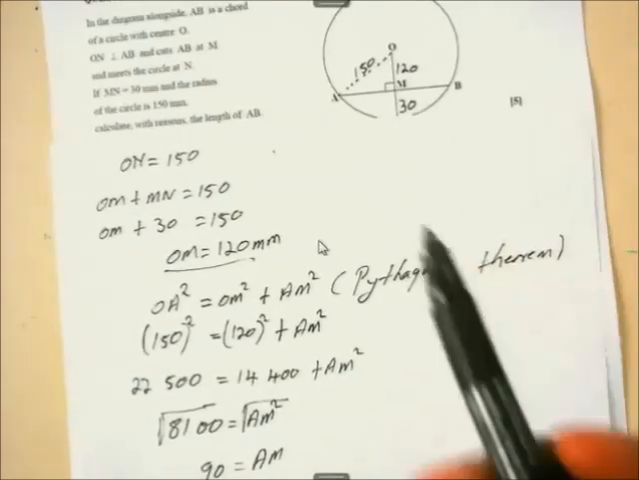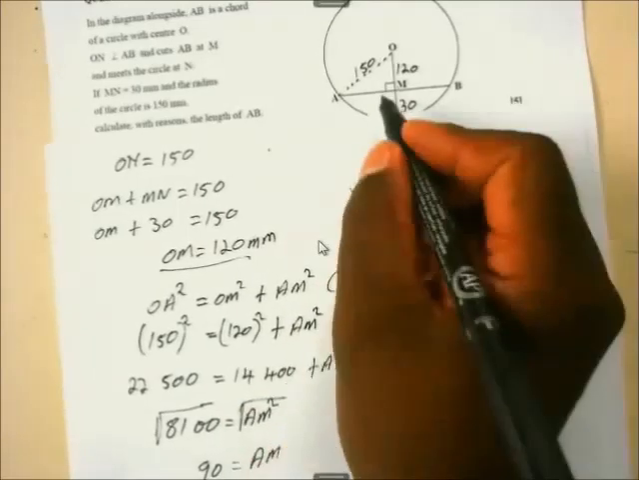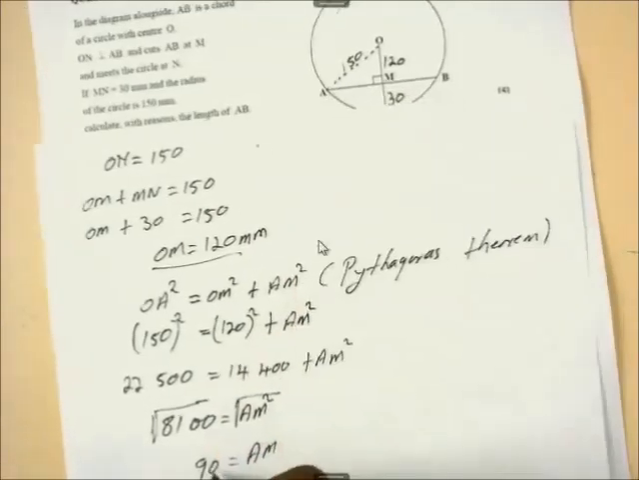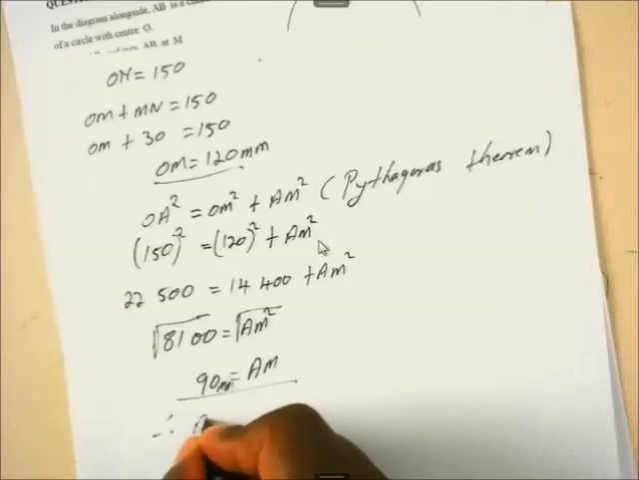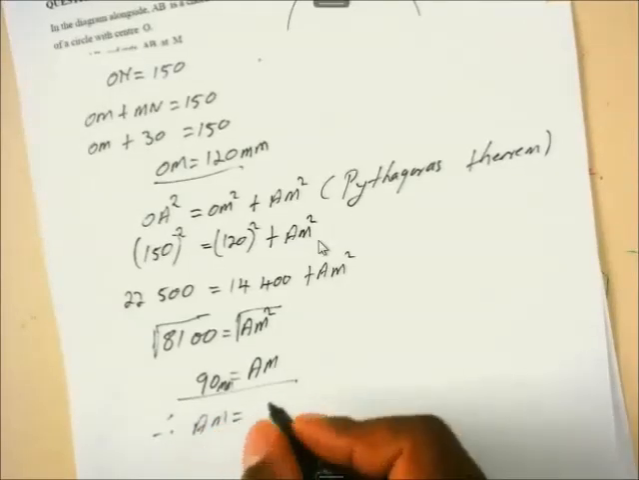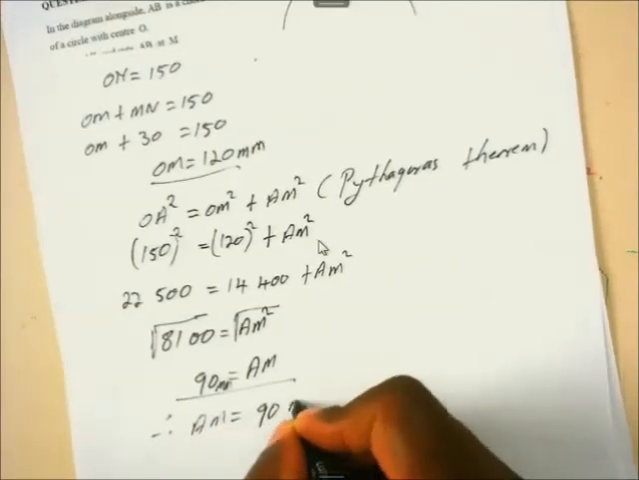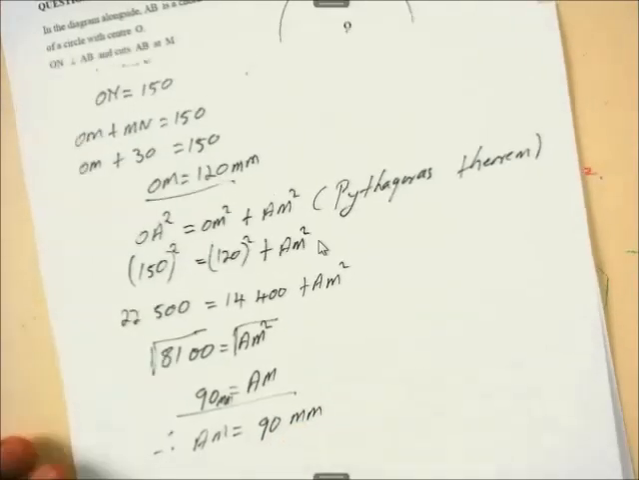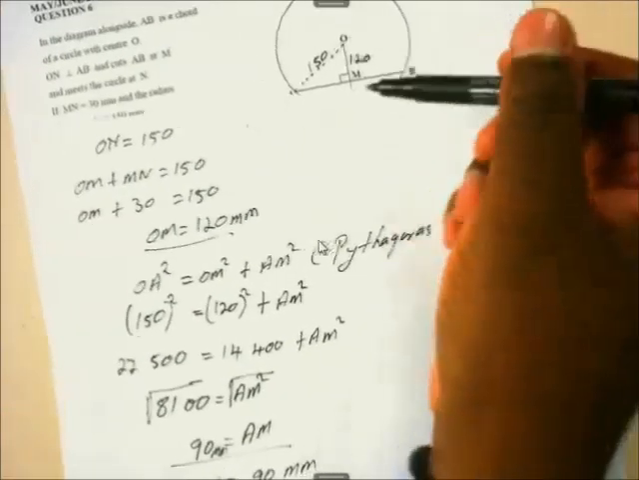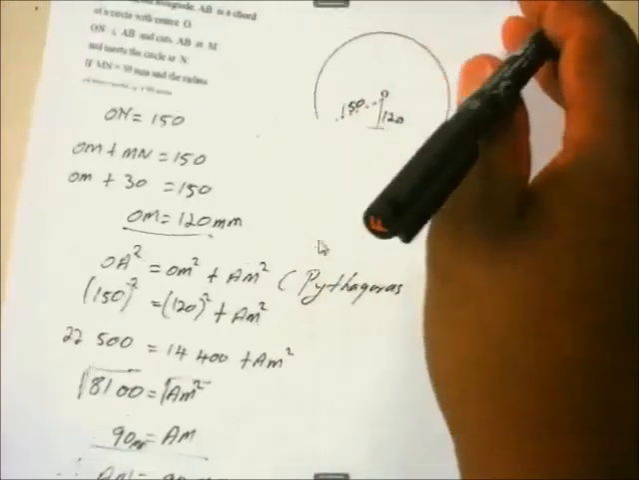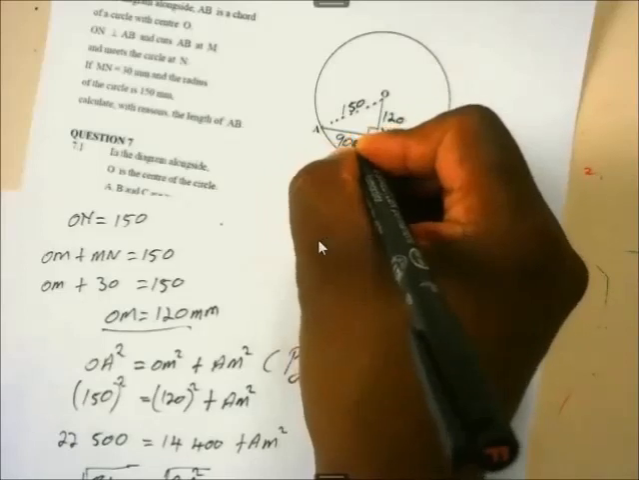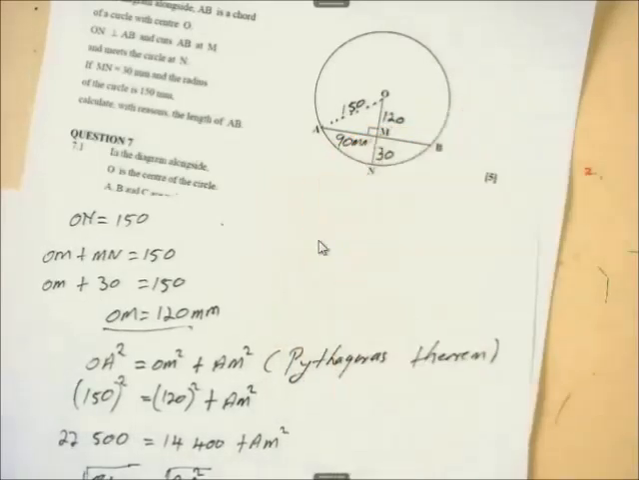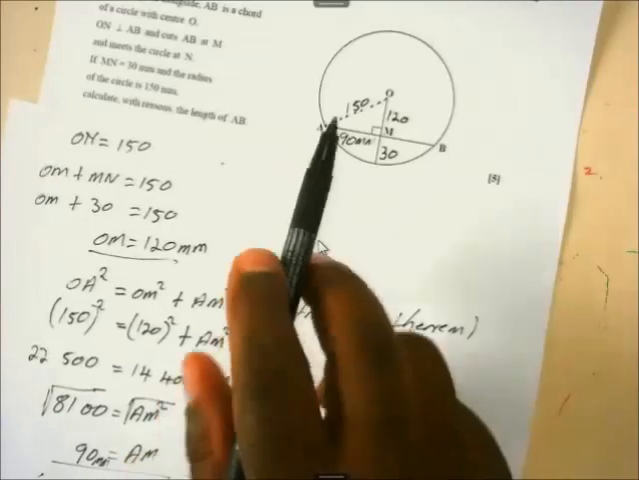Let's go back to the diagram. AM is equal to 90 millimeters. That is the length of AM. The question wants us to calculate the length of AB.